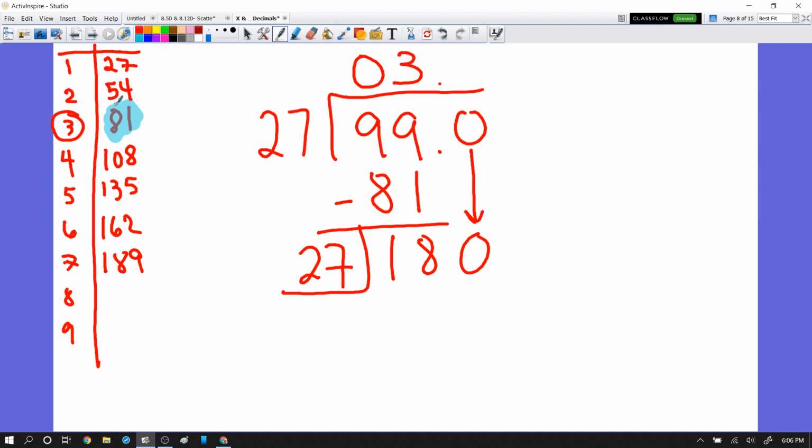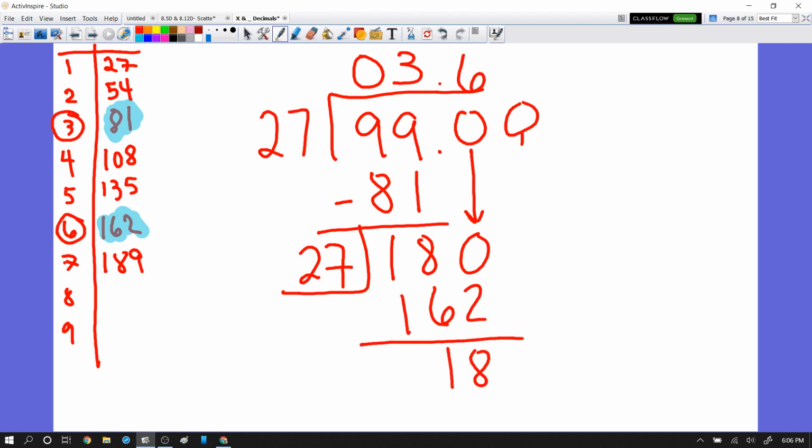All right. So now the question is, how many times can 27 fit into 180? What we need to do is scroll down the list until we get as close to 180 as we can. Oh, 189, that's too much. So it's got to be this one, 162. And how many times is that? 6. Okay, so we said that 27 fits into 180 6 times, and that was 162. We subtract that, we get 18. Add a 0, we drop it down.